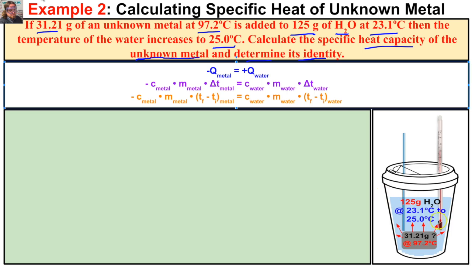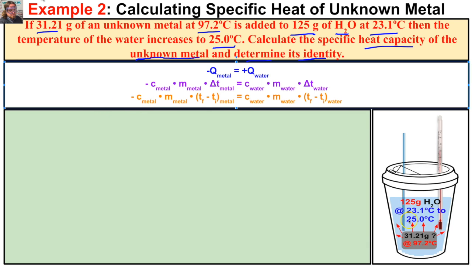And when we put this metal in this water right here, the temperature of the water is going to increase to 25 degrees Celsius, and the temperature of the metal here is going to decrease to 25 degrees Celsius. They're going to level out at 25 degrees Celsius. And so what we need to figure out is what the specific heat capacity of this metal is.